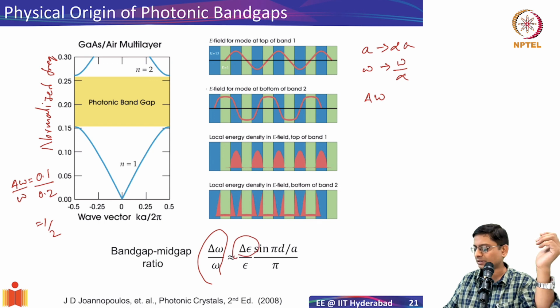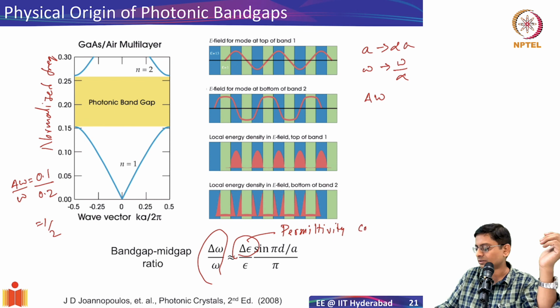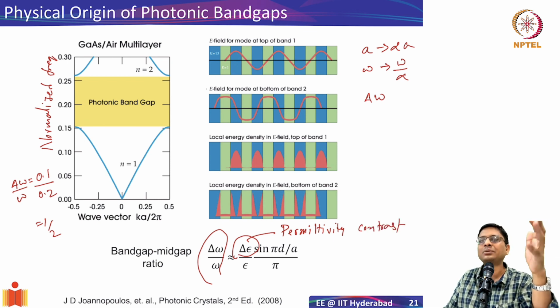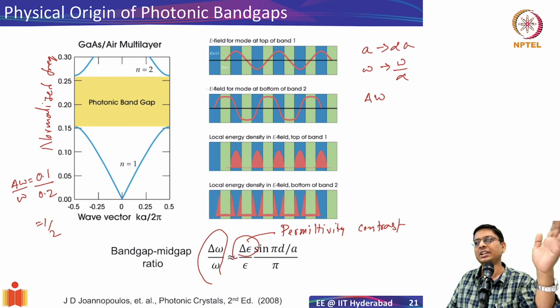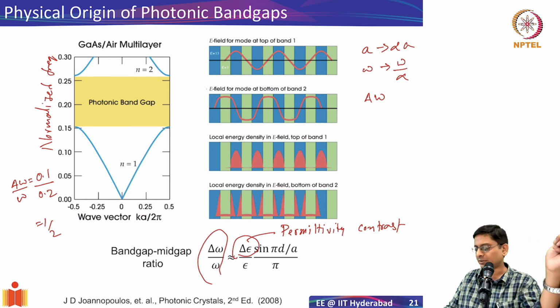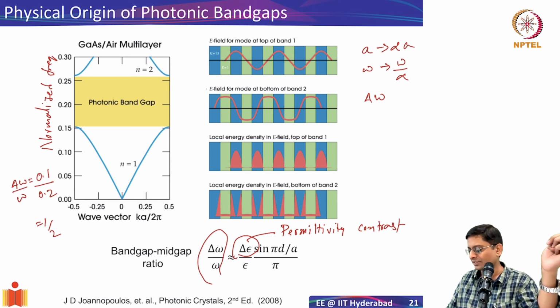This band gap to mid gap ratio is going to depend on delta epsilon, the permittivity contrast. If you have larger permittivity contrast, you're going to have a much higher band gap. We saw that already. When epsilon was 12 and 13, it was a very small band gap. But the moment epsilon is 13 and 1, it's a large band gap. And of course, there are other things. This is essentially a dimensionless quantity.